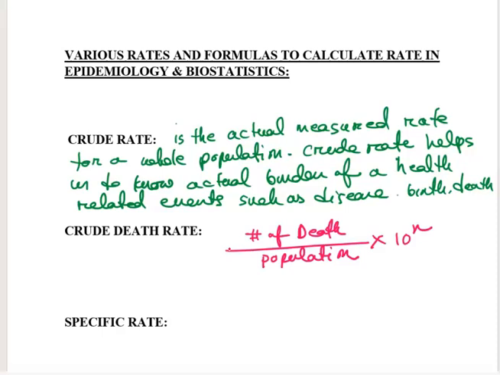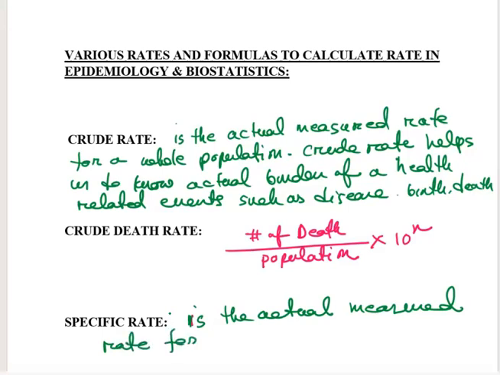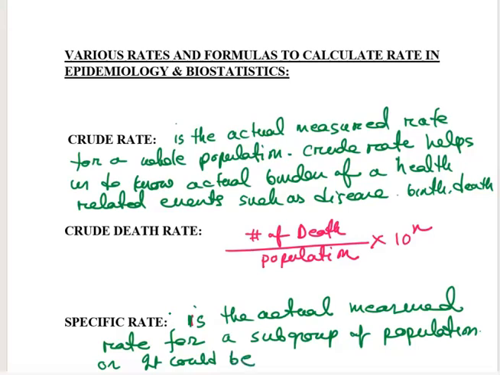The specific rate is the actual measured rate for a subgroup of people, or a subgroup of the population, or it could be the rate of a specific disease or cause.